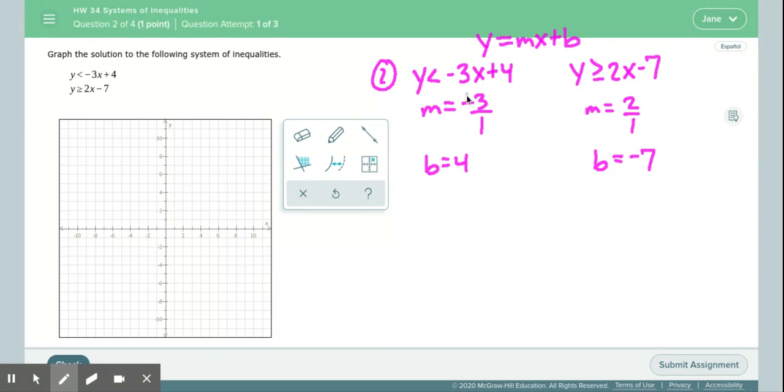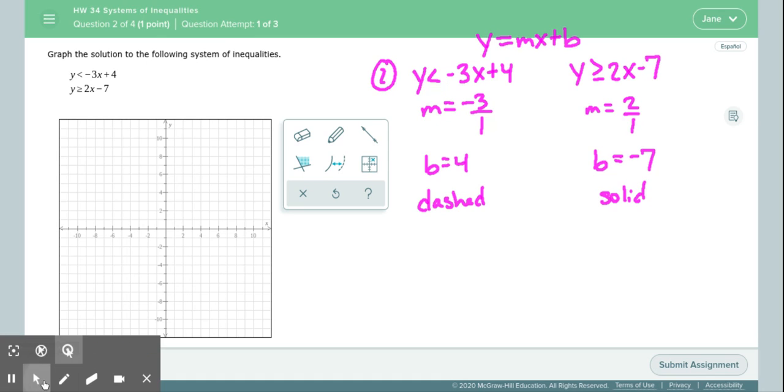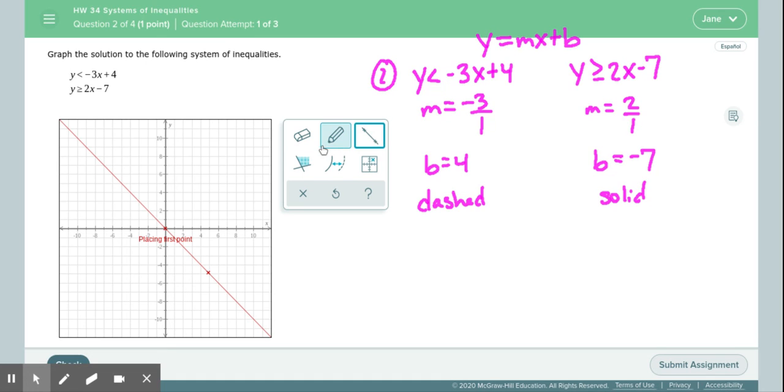Also on my work page, I should identify dashed or solid. In my first inequality, I'm going to have a dashed boundary line. In my second one, it's going to be solid. Why? Well, because this one had an or equal to, and this one is just less than. All right, so then I'm going to graph these lines. These are called my boundary lines.